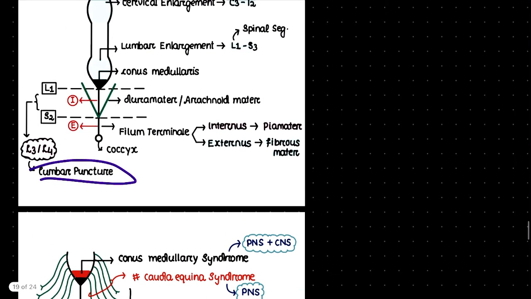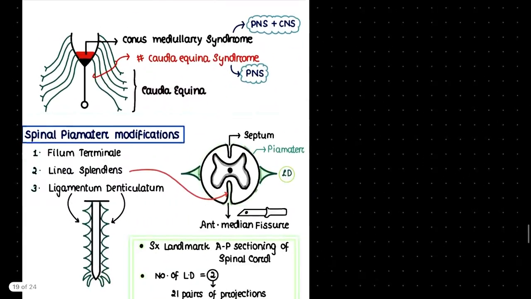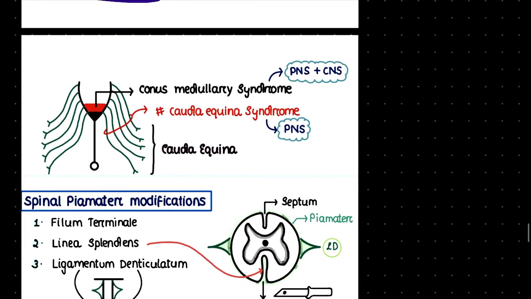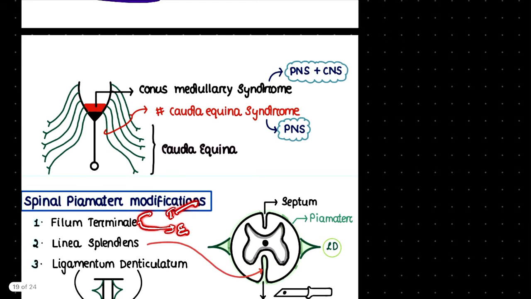Now we are talking about this one only, spinal pia mater. Now this spinal pia mater modification, there are three modifications. One is filum terminale. We talked about this filum terminale, right? Filum terminale internal and filum terminale externum. Internal, there were what? All the meninges, pia, and in external what? There was only our pia mater.